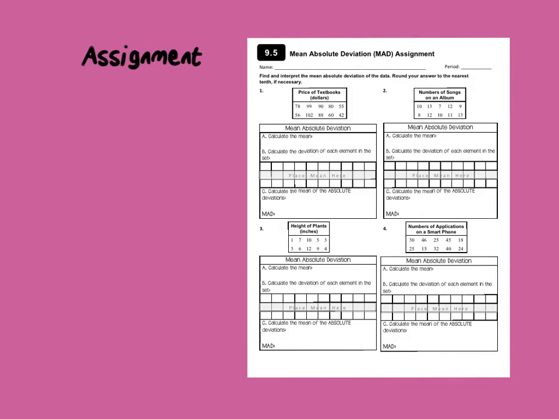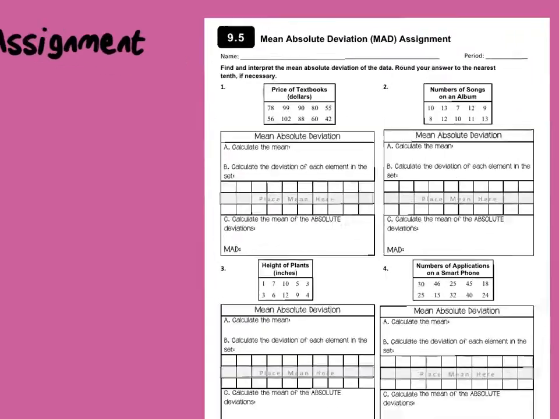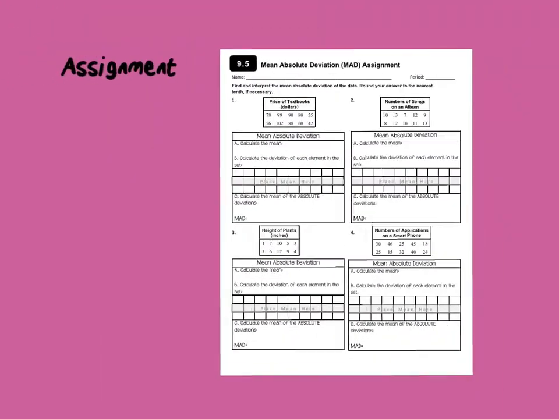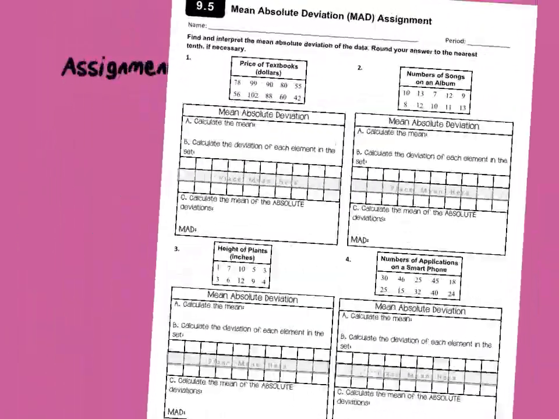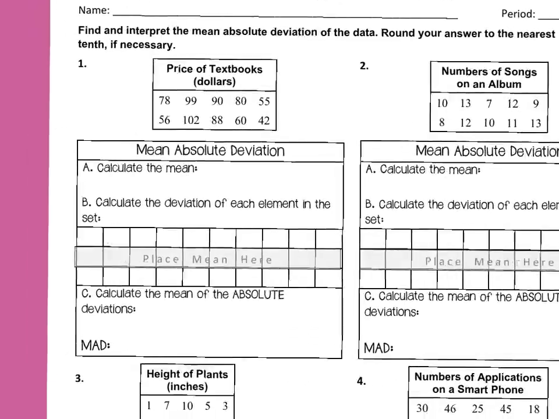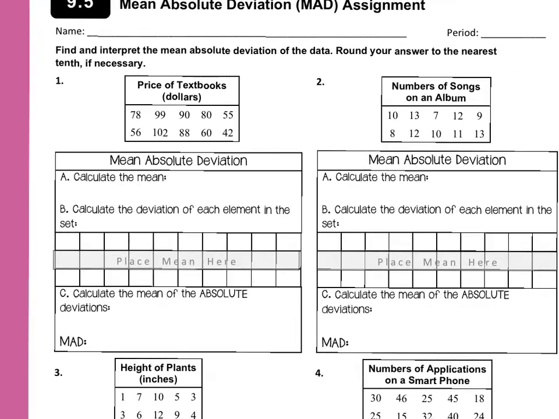All right, so there is no practice on this. There is just your assignment. So we are going to go right into your assignment for today. You can see this assignment looks kind of different from what you're used to, but not that bad. I'm actually going to do two of these and I'm going to have you do two on your own. So let's take a look at this first one. It says, find and interpret the mean absolute deviation of the data, and then round your answer to the nearest tenth if necessary. So it wants us to find the mean first.